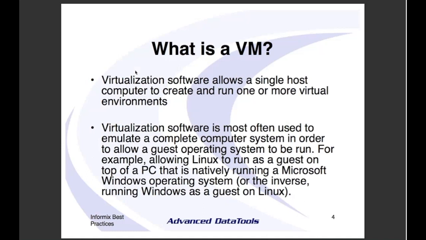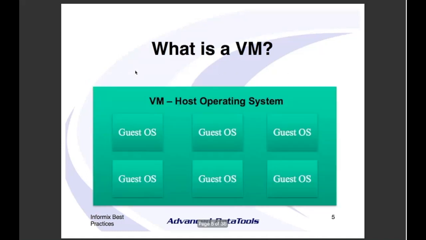Typically, this can be done using Linux, it can be done using AIX, it can be done using Solaris. VMware is one of the more popular ones that I see a lot of people using nowadays, and I'm going to specifically talk about VMware and running Informix in VMware. But it basically allows you to run multiple guest operating systems on a machine.